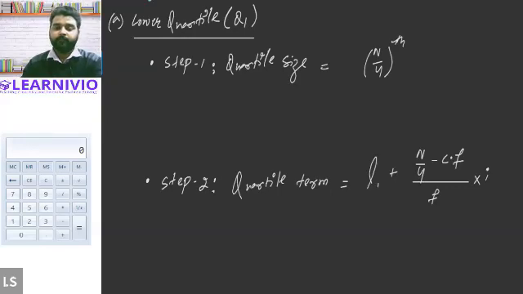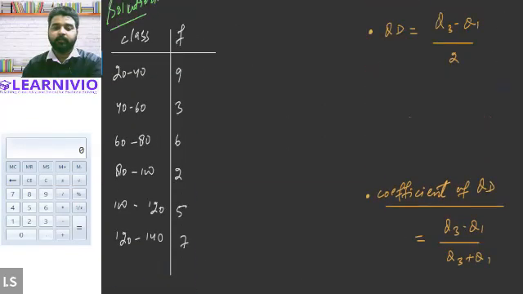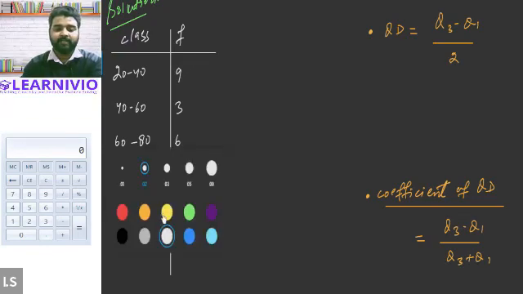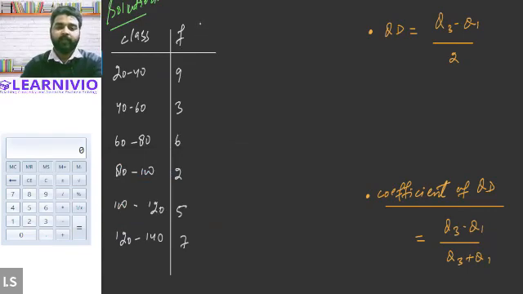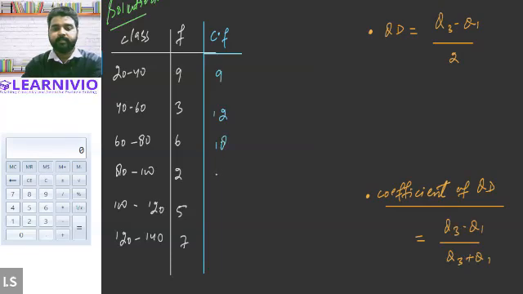So let's start. First of all, we will have to calculate quartile size, but before applying this formula, we will have to calculate cumulative frequency. As I have already told you in the last session, whenever we need to calculate quartile and there is frequency given in the question, the first thing we do is calculate cumulative frequency. So cumulative frequency in this case will be 9 plus 3, it will be 12, then 6, 18, then 2, 20, then 5, 25, then 7, so 32.